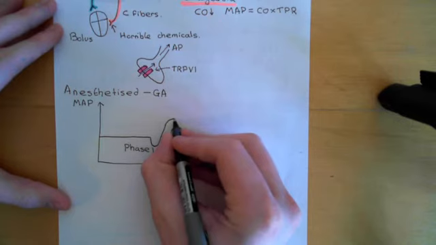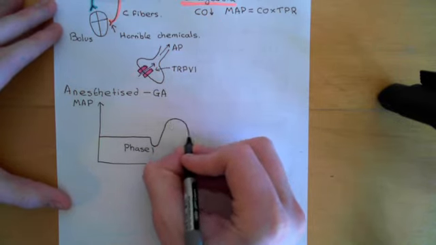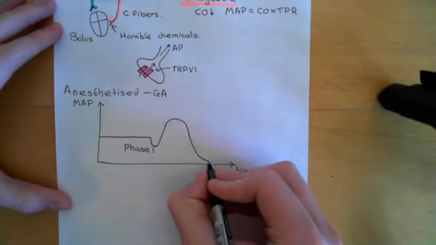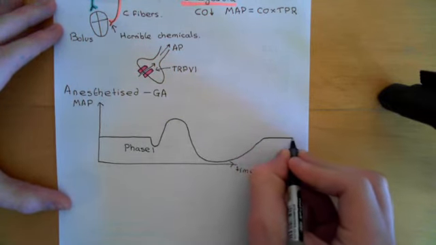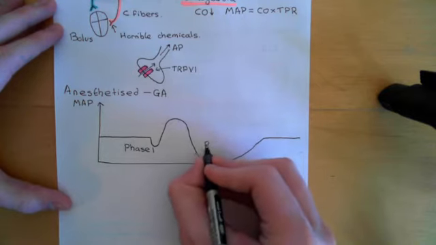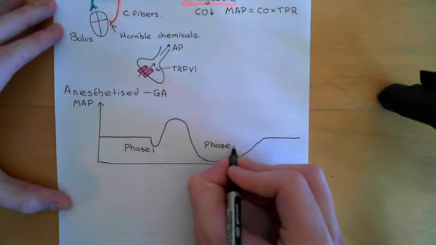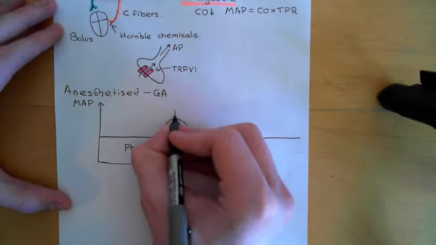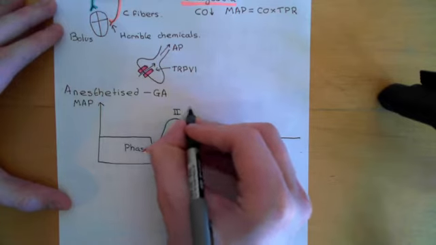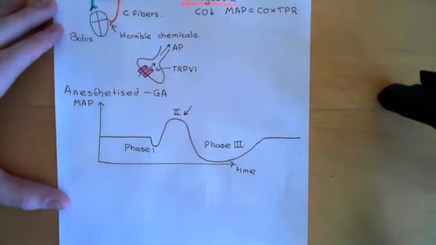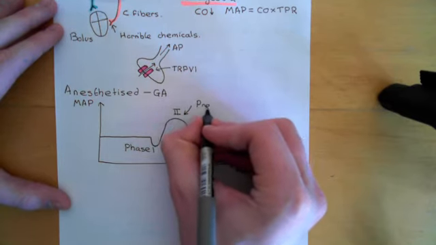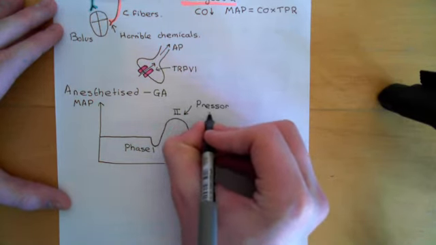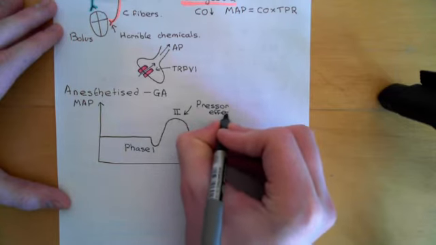Then you get a phase that no one can yet explain as far as I'm aware, which is phase 2, where it temporarily goes up, and then you get phase 3, which shouldn't quite go down that low, but it gets the point across at least. This is a prolonged depressor effect where blood pressure goes down. So this is called phase 3 and this is called phase 2. As I said, we can't explain phase 2. You get this temporary short-lived pressor effect and no one knows exactly what actually causes that.